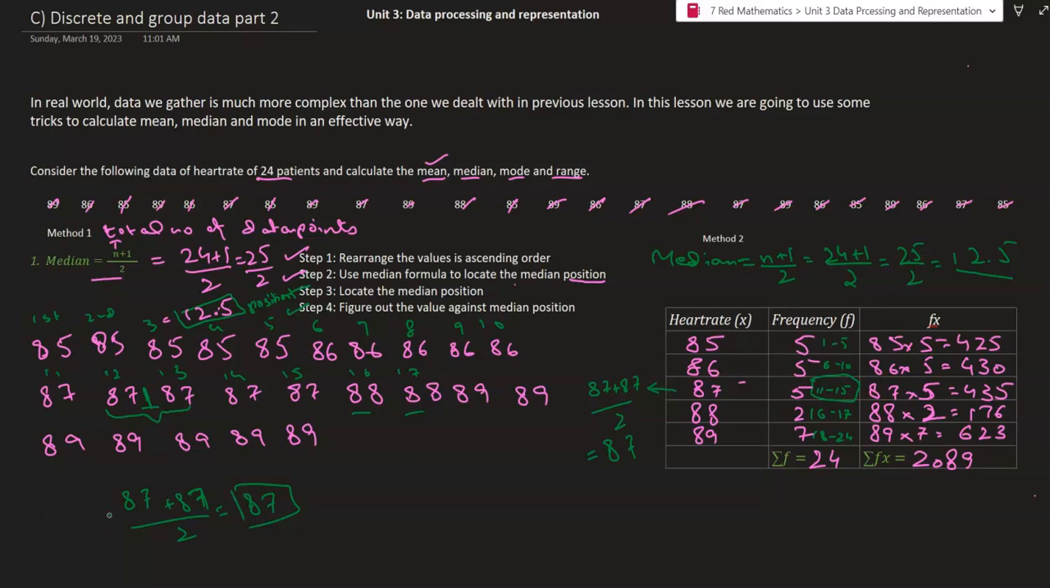Moving on, the mode is pretty simple: it is the most frequent value. We can see that the most frequent value is 89. We can see it in the table as well, where 7 is the highest frequency. So the mode is 89. The range is highest value minus lowest value. The highest value is 89 and the lowest value is 85, so 89 minus 85 gives us 4, a range of 4.